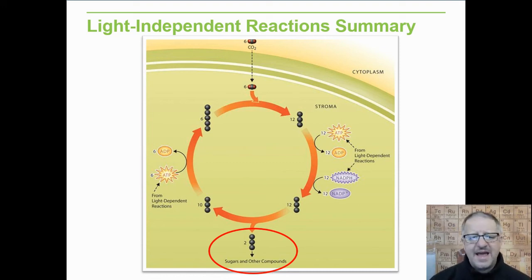So what happens to the NADP plus and the ADP and the sugars that are produced by the Calvin cycle? Well, ADP and NADP plus become available to pick up more high-energy electrons from the first set of reactions, the light-dependent reactions. And the high-energy sugars are used to meet energy needs or are converted to other materials used for growth and development.